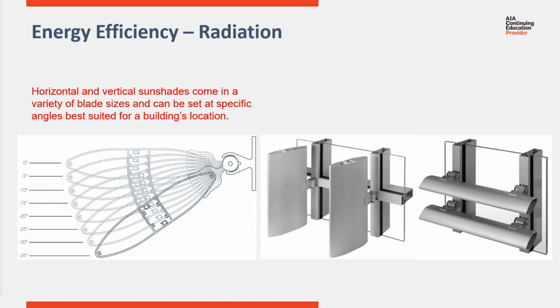Notice on the illustration on the left there, the angle of the sunshades are adjustable. Once they're set, they're fixed at that position, but before they're installed, you adjust the angle to maximize the ability to block direct sun. So based on the latitude of the project, the sunshade angles are going to change to get the highest efficiency of blocking direct sunlight.